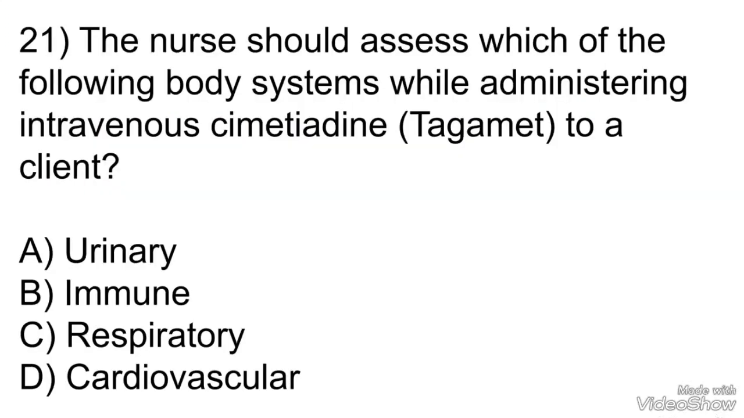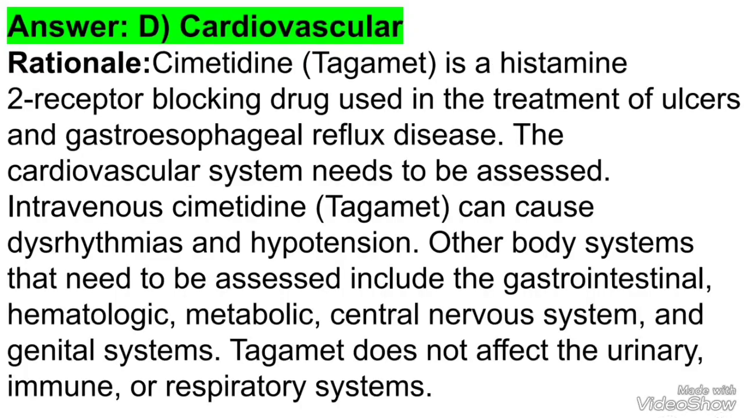21. The nurse should assess which of the following body systems while administering intravenous cimetidine to a client. A. Urinary. B. Immune. C. Respiratory. D. Cardiovascular. Answer. D. Cardiovascular. Rationale.